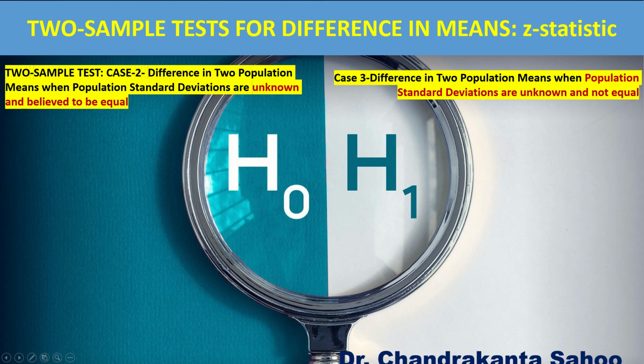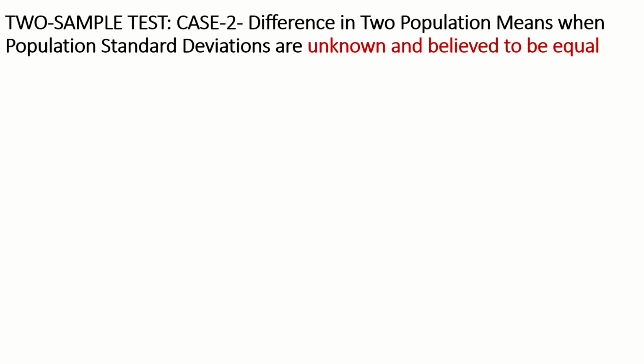Hi, welcome back. In the previous lesson, we used a case for difference in population means when population standard deviations are known. In this lesson, we are going to use two cases, one for difference in population means when population standard deviations are unknown and believed to be equal, and the next case was about difference in two population means when population standard deviations are unknown and not equal.